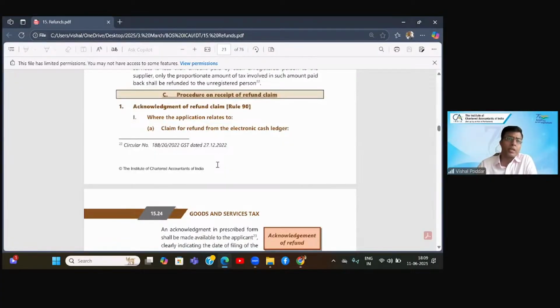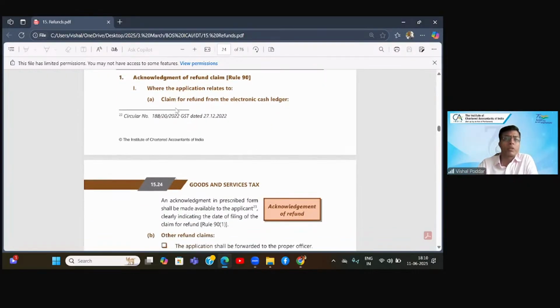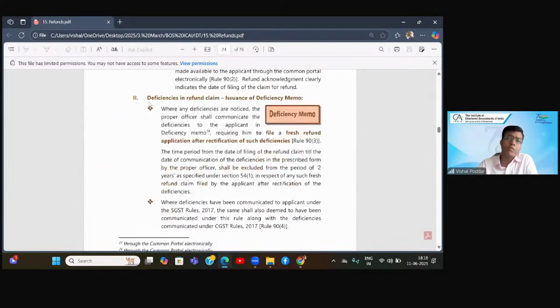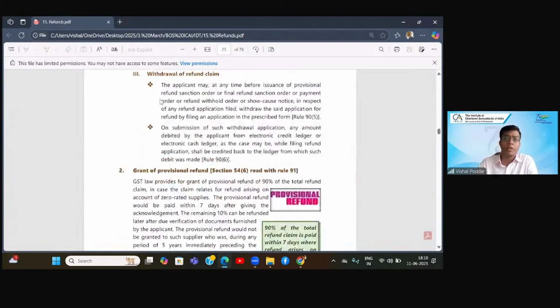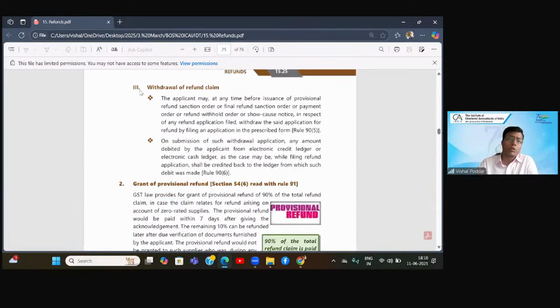Then the next thing that we dealt with was the procedure. So first, you make the application. The second step is acknowledgement of this refund claim by the department. Now, it may happen that they may not accept it, rather they reject it. That is how they will issue a deficiency memo for rejecting it. Then another possibility is that before they process your refund application, if you feel that some wrong application has been made by you, you have the option of withdrawing, provided they have not processed and passed your refund claim.